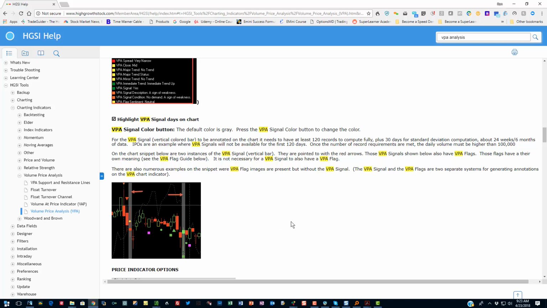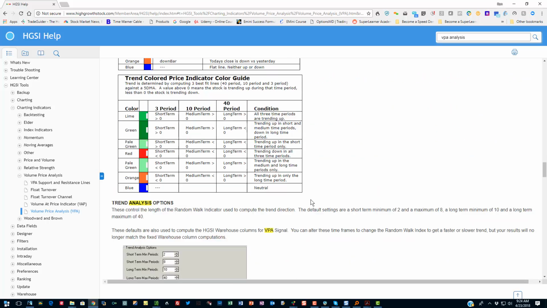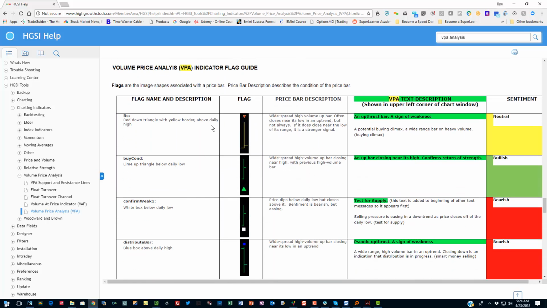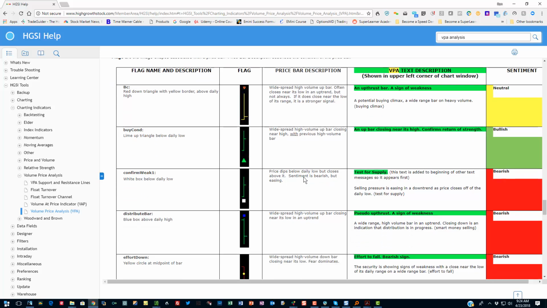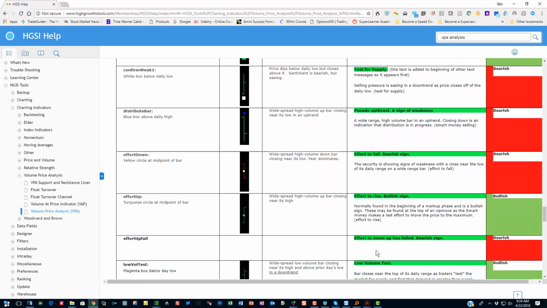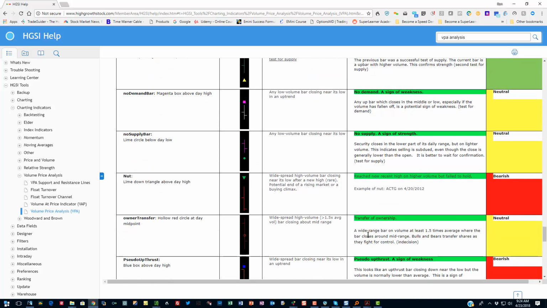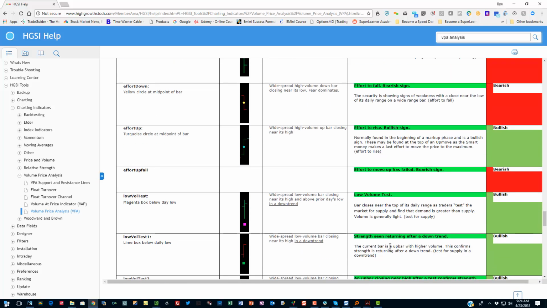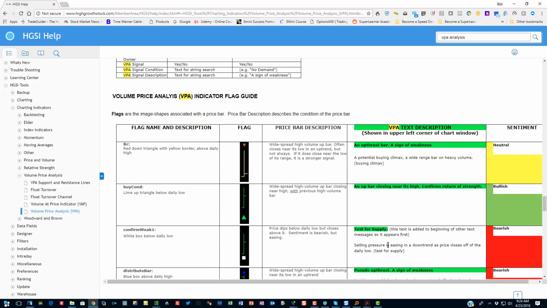And as I go through these videos, I will point this out, why I think it's actually the preferred way to do it. Now, if you're looking for definitions of the different flags and signals, just scroll down to the bottom and everything is defined here. I don't really think you have to spend a lot of time on this because the explanations are in the charts when we get to VPA signals in HGSI. But if you want the reference, this is where you find it.